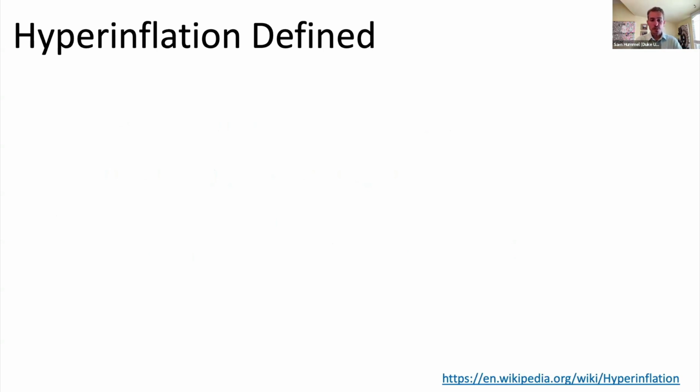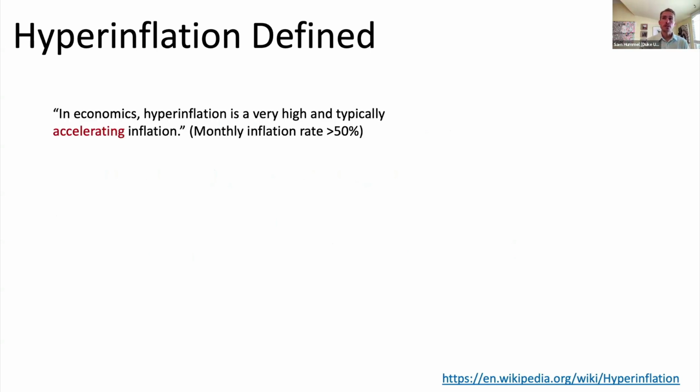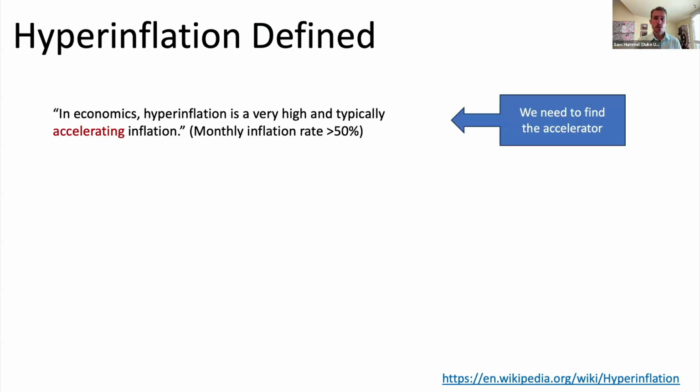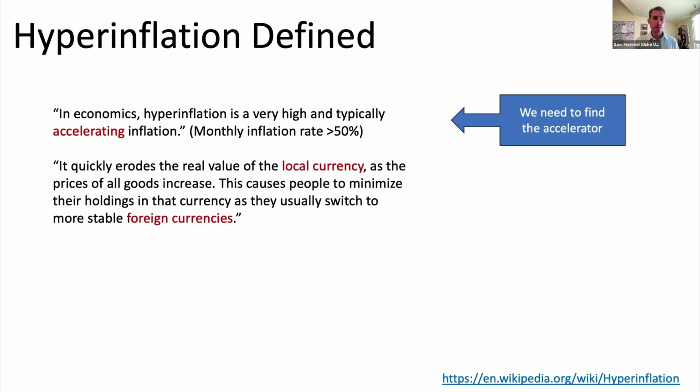And so first of all, as I mentioned, we're going to define this term, but now I'm going to do it a little bit more fully. If you go to Wikipedia, which is not the best source of information on everything, but it's a pretty good example of what the average person is going to find out about hyperinflation, the entry says, in the very first paragraphs: In economics, hyperinflation is a very high and typically accelerating inflation, with monthly inflation rates over 50%. So if we want to find out how to prevent hyperinflation, we need to find out what's the accelerator. Not just what causes inflation, but what causes accelerating inflation. That's what we need to figure out to stop hyperinflation.